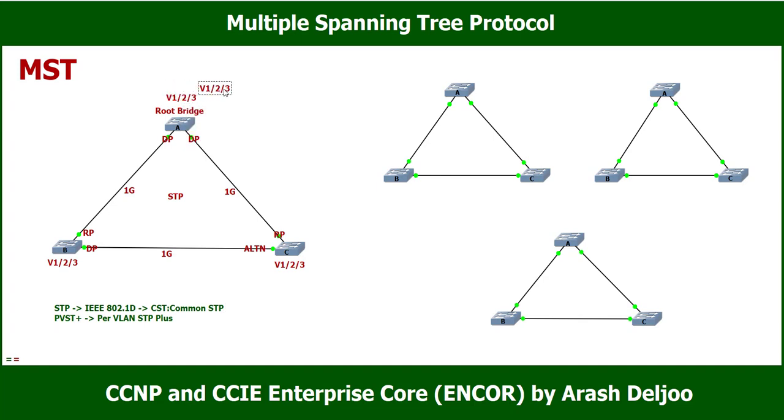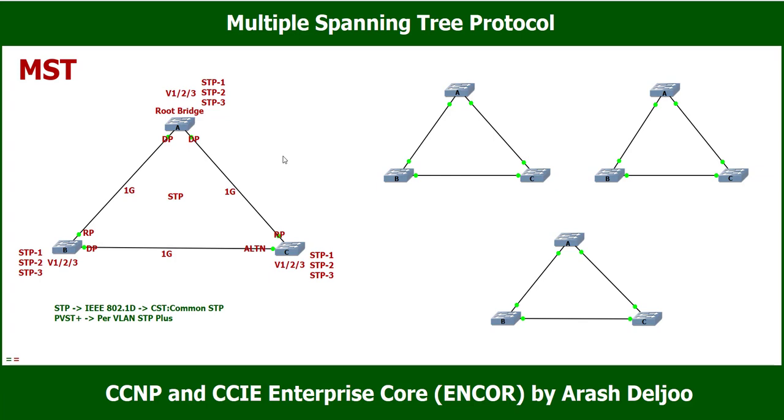I have explained this concept previously, but let me review it. We have STP1, STP2, and STP3. Each STP instance is working for one VLAN. For example, STP1 is the STP instance of VLAN 1, and STP2 is the STP instance of VLAN 2, and STP3 is the STP instance of VLAN 3. What does it mean? For example, in STP1, that is working with each other in switch A, switch B, and switch C, we can configure the switch A as root bridge.